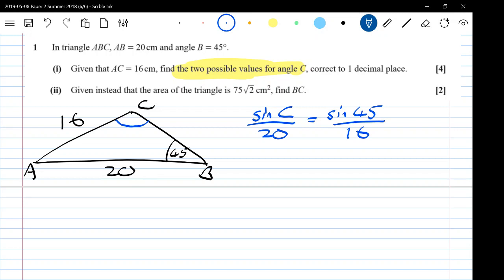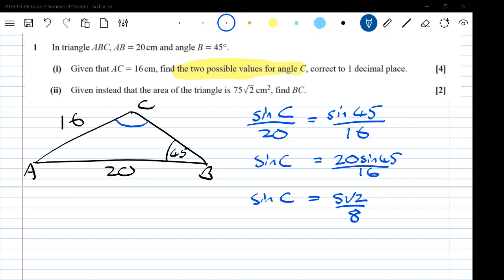If we rearrange that, then sine C is 20 sine 45 over 16. Sine 45 is root 2 over 2. If we cancel that down, you end up with sine C as being 5 root 2 over 8, because we've got 5 over 4 times root 2 over 2, so 5 root 2 over 8. We're going to do inverse sine of that. Oh, I've not loaded up my calculator, hang on.